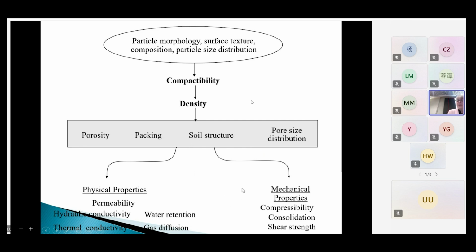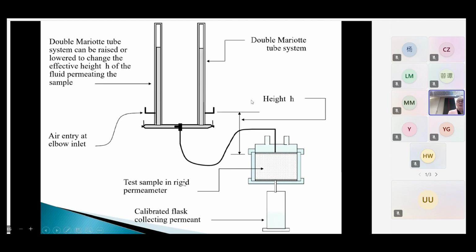Maybe some of them are not necessarily needed to know, but definitely your hydraulic conductivity is one of the most important ones, because that gives you an idea how fast the water can go through the soil, and hence how fast your contaminants can move. So these are just the permeability testing apparatus that you have. I think it's fairly standard in geotechnical labs.